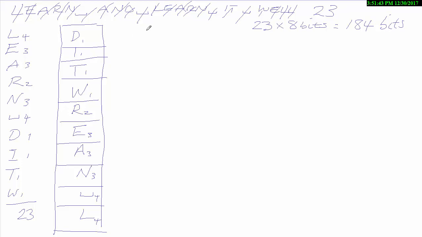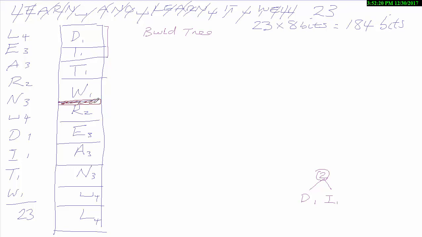Build the binary tree. Alright, build the tree. So take the minimal nodes and make a node out of them. So D1 and I1 build the tree and end up with 2, and that gives you your new node, which I will put in a different colour here. I hope that's sufficient to distinguish between it.